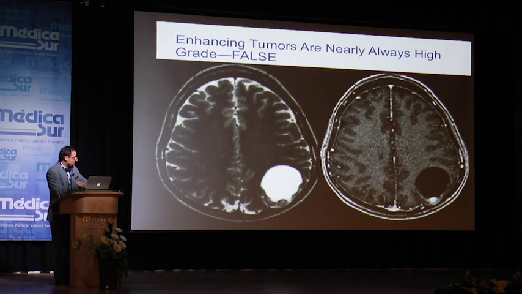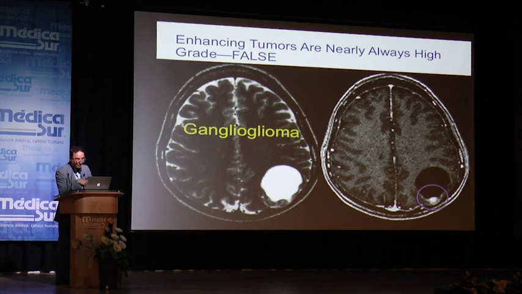And this is an example of an enhancing tumor here with an enhancing nodule, cystic lesion. And what comes to mind when you see enhancement is high grade. However, in this particular case, this was a ganglioglioma, which is a low-grade disease. So again, imaging is very helpful, but you need to know that not everything that enhances is necessarily bad.